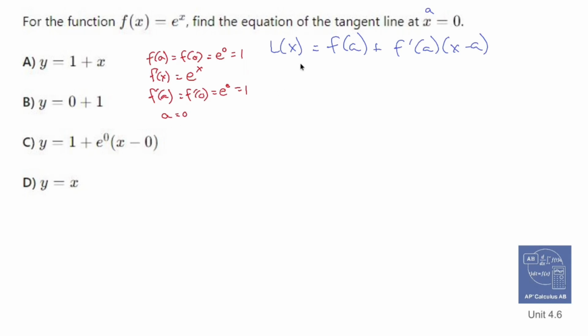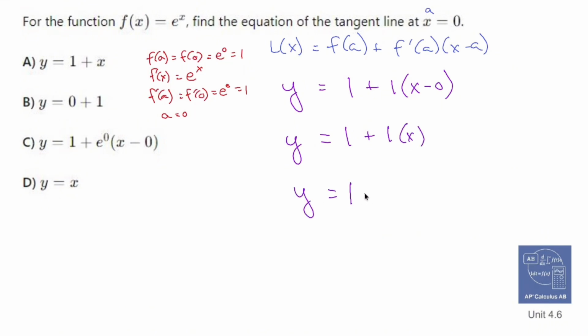All right, so they're calling L of x y, so let's call L of x y. F of a is going to be 1, plus f prime of a is going to be 1, times x minus a, where a is 0. So y equals 1 plus 1 times x, which is y equals 1 plus x.